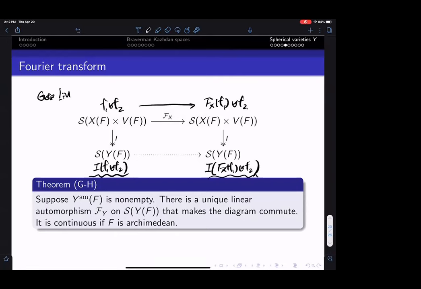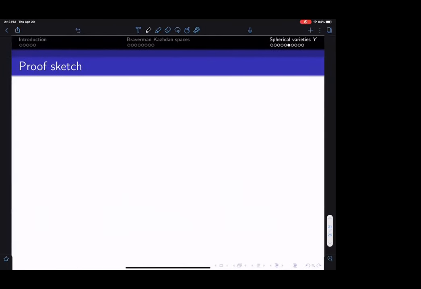Now the problem is, can this operator on the Schwartz space of X_F descend to an operator on Y? That means, does there exist a dotted arrow that makes this diagram commute? In the work of Getz and I, we show that if the smooth locus is non-empty, which is a natural assumption, then it is always true. It is even continuous if F is Archimedean. So I will give a brief sketch of this proof.